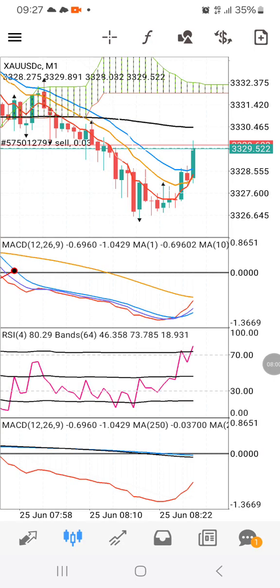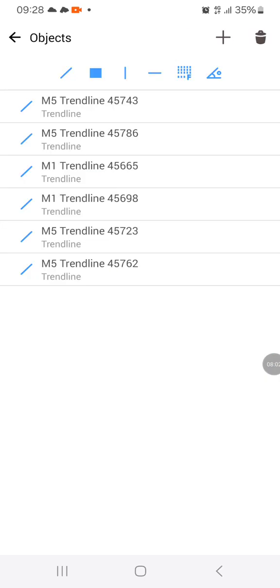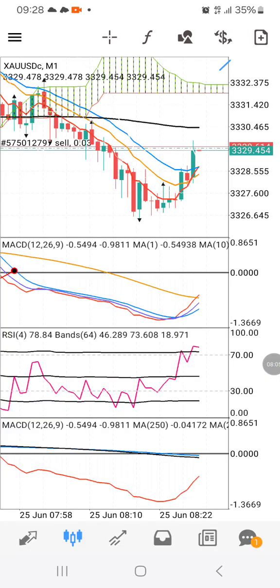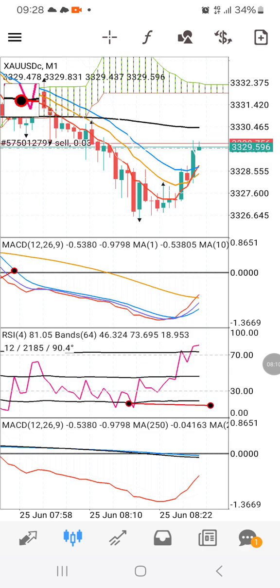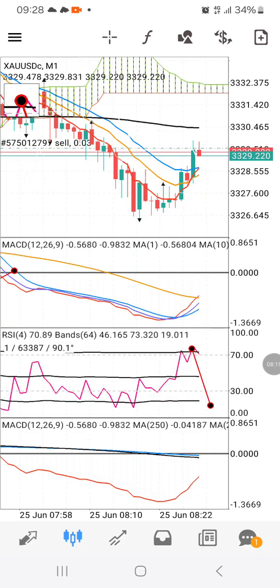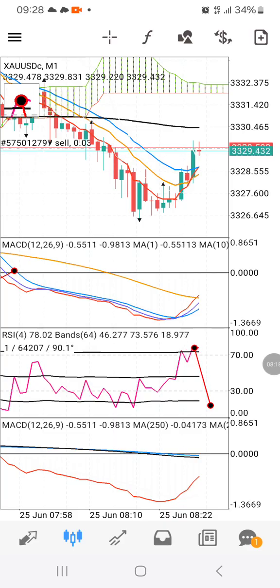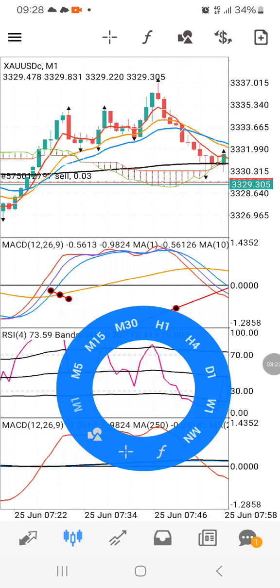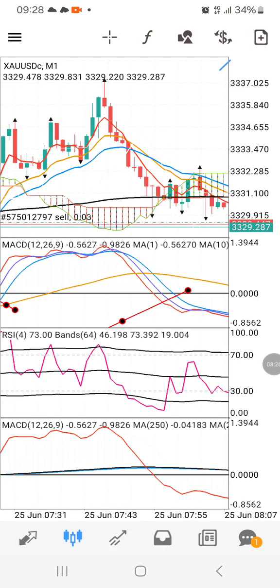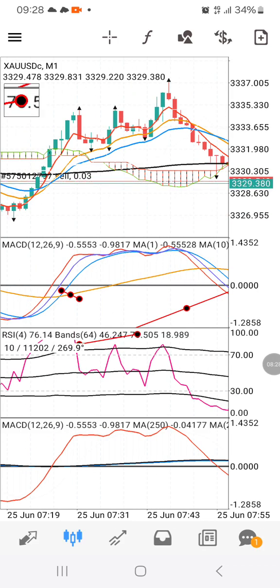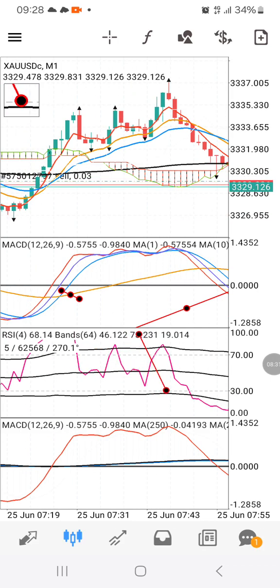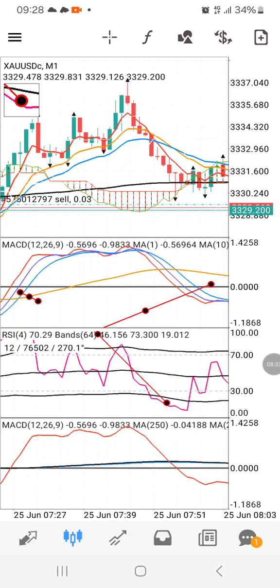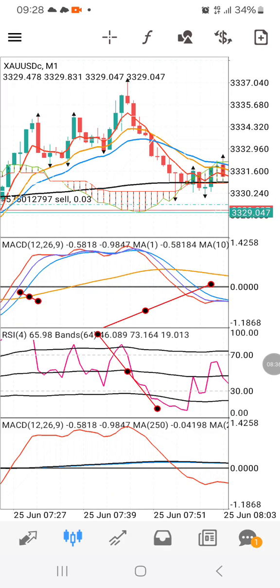So how does this work? It's a very simple one. When the red line, RSI line, crosses from below the lower band to above the upper band, that's a buy signal. Okay, and the opposite is when it crosses from above the upper Bollinger Band, down below the lower Bollinger Band, that's a good sell signal.